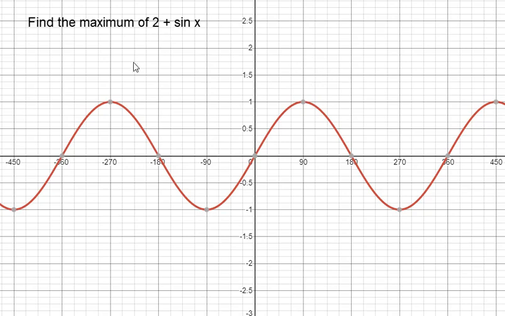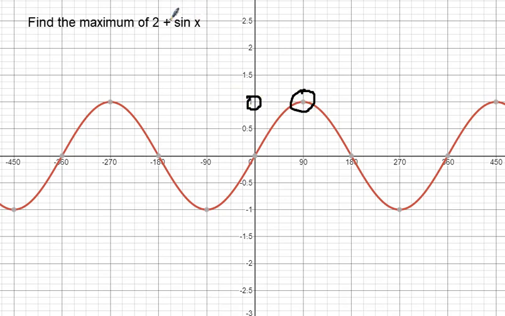Very easy question here, and then a difficult question, and then I'll leave it with you. Find the maximum of 2 plus sine x. Well, you don't need to draw a picture of it. You can have a think about this. This is a very straightforward one. You think, okay, well, what is the maximum of sine x? Well, we know that sine x and cos x oscillate between 1 and minus 1. So the maximum value is 1.